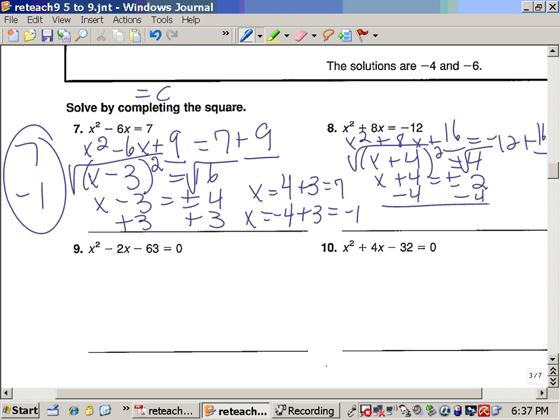Subtract 4 from each side, and here I have positive 2 take away 4 is negative 2. Then I have negative 2 take away 4, which is negative 6.